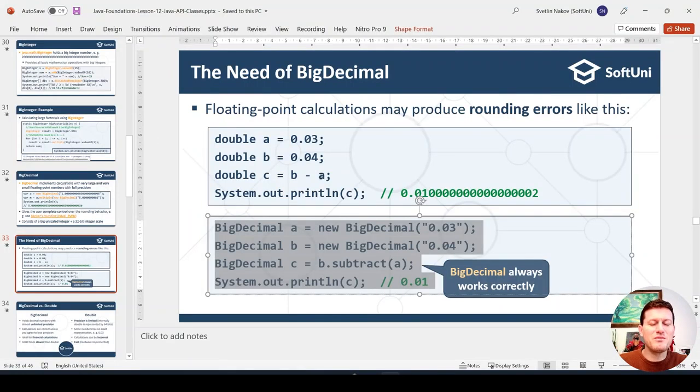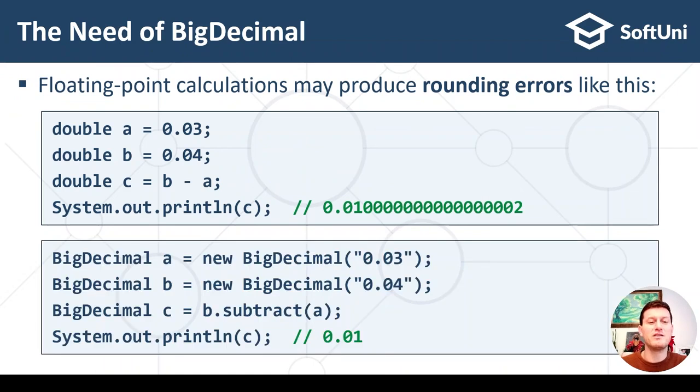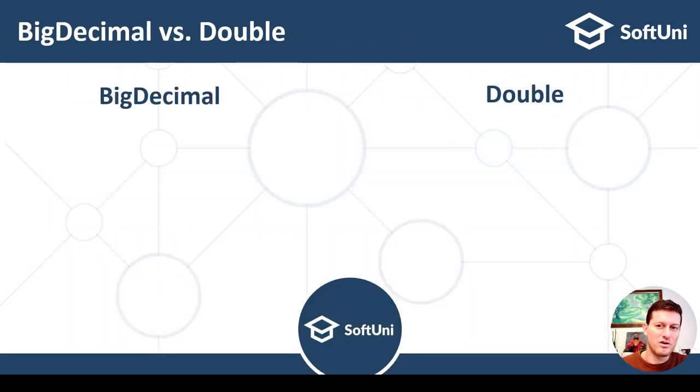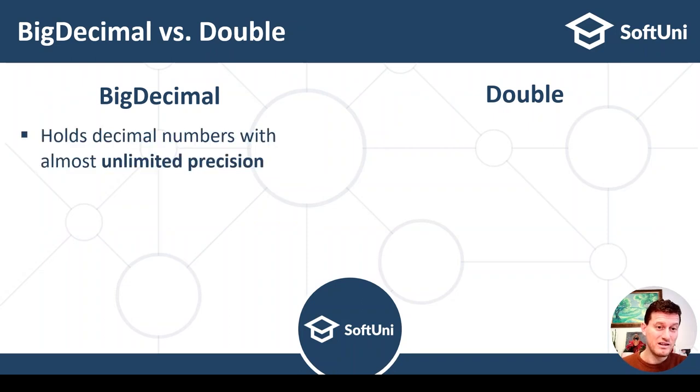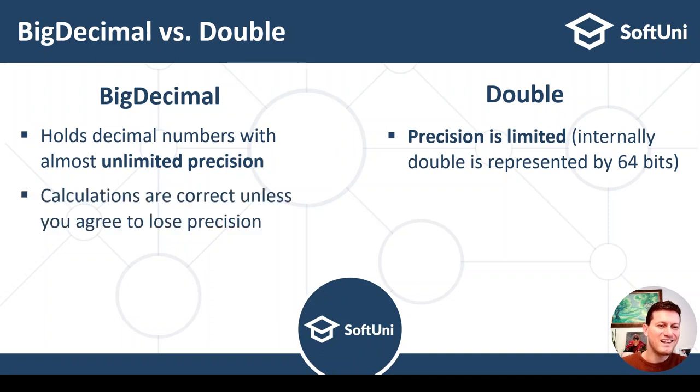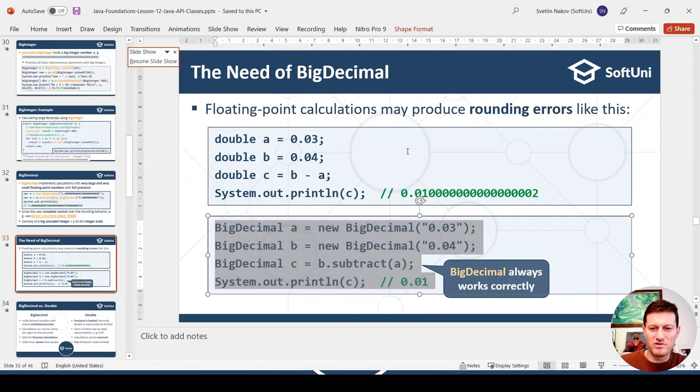So BigDecimal and BigInt work better than the others. But what's the difference? BigDecimal holds potentially unlimited precision. You can control this. Double has limited precision, which is limited by these 64 bits. Calculations are always correct unless you agree to lose precision.